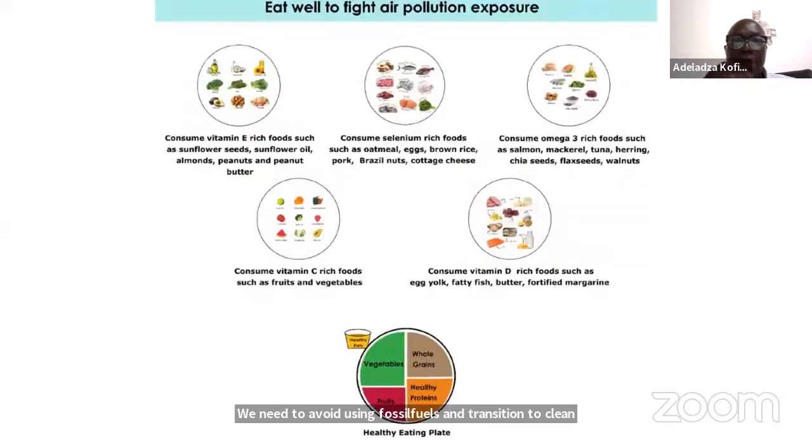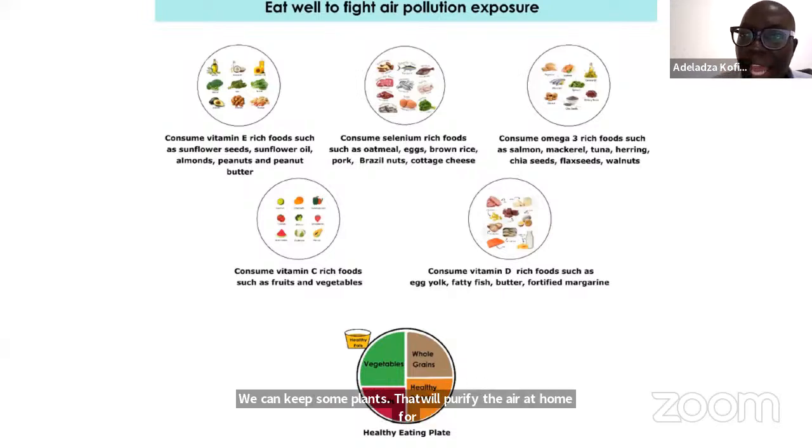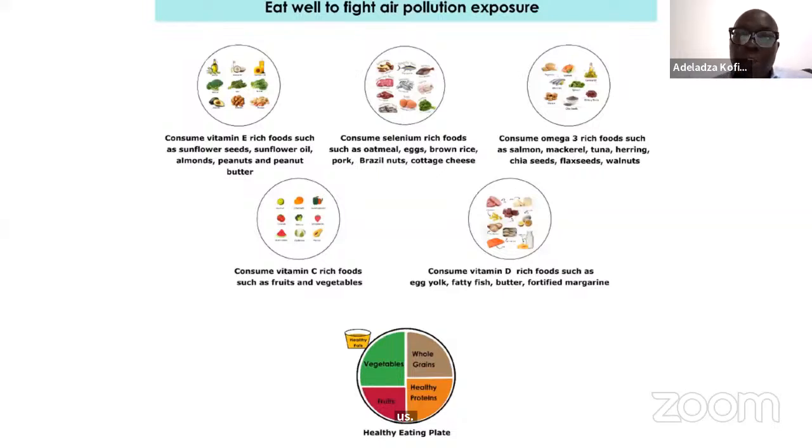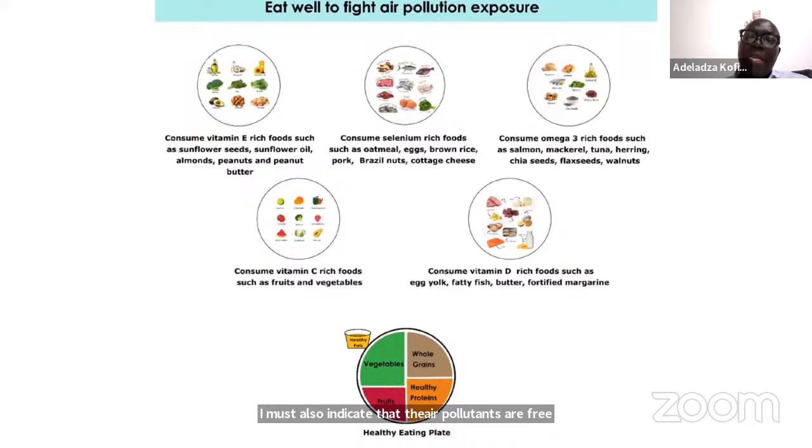And then also, I must indicate that the air pollutants are free radicals. So we can improve our nutrition to mop up these free radicals when they attack our systems. So we should be aiming to consume foods that are very rich in antioxidants, like vitamin E, like selenium, and also vitamin C. Then we also increase our intake of vitamin D-rich foods, which are anti-inflammatory, and then omega-3.